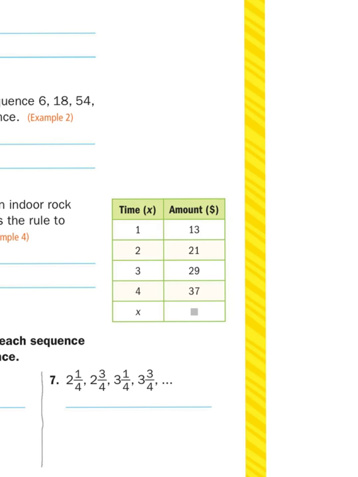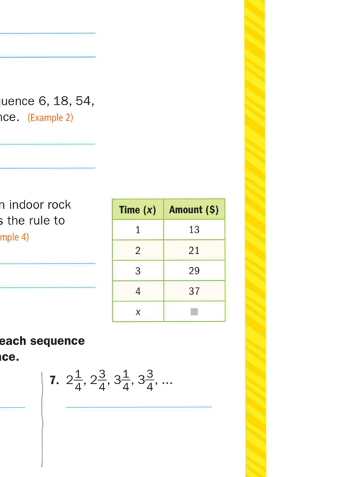So I'm going to start with multiplication. I know 1 times 13 is 13, but 2 times 13 is 26, so it's not multiplication. Then I'm going to try addition. 1 plus 12 is 13, 2 plus 12 is 14, so it's not going to be plus 12.